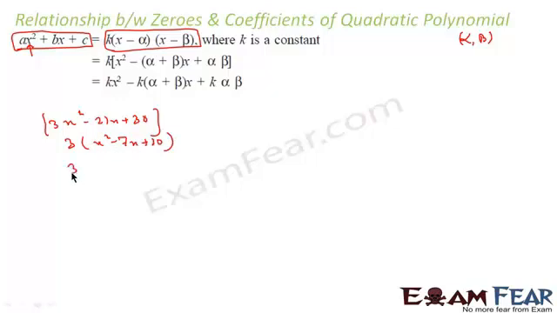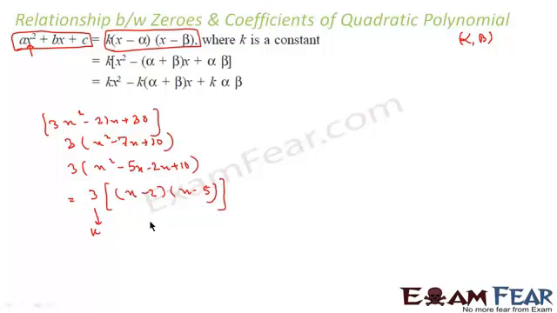Again, if I factorize, this becomes 3 into x square minus... 10 is 5 into 2, and minus 5 into minus 2 is 10, and minus 5 plus minus 2 is minus 7. So I write this as x square minus 5x minus 2x plus 10. We have learned this in the factorization videos. If not, please watch that. So this becomes 3 into x minus 5 into x minus 2. Correct? So this is the form we got. This is nothing but k into x minus alpha, and this is nothing but x minus beta. Correct?